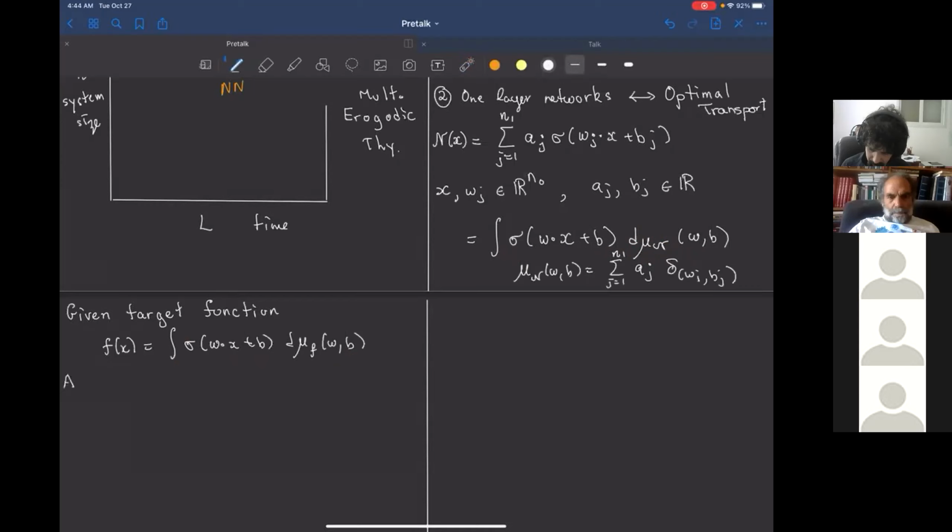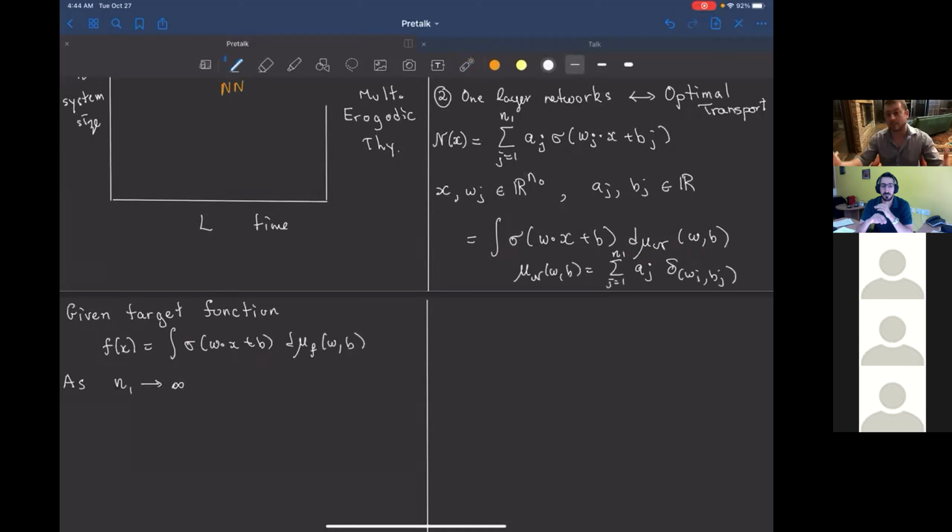Okay, so as n1 goes to infinity, this is like the free probability limit if you want, or the mean field limit or whatever. When you do gradient descent, so when you're actually training the network, gradient descent on the L2 loss, which is just the loss I had where the error is measured by the average of the squares of the errors that you make on your data points, what you get is that the dynamics, the full training, become optimal transport.